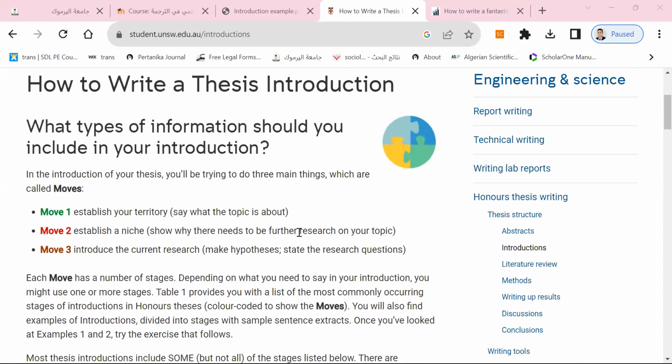I will go through what we talked about at the beginning. The title was How to Write a Thesis Introduction. There are three moves or three steps that we should follow when we write an introduction for a thesis. The first one, we should state what the topic is about. Then we should show why there needs to be further research on the topic, what is the importance of the topic, and then we should introduce the current research. And then we talked about the hypothesis, the problem of the study, the research questions, the objectives of the study, etc.